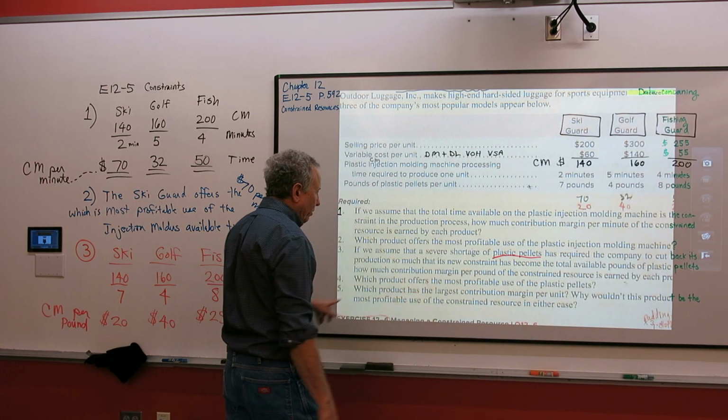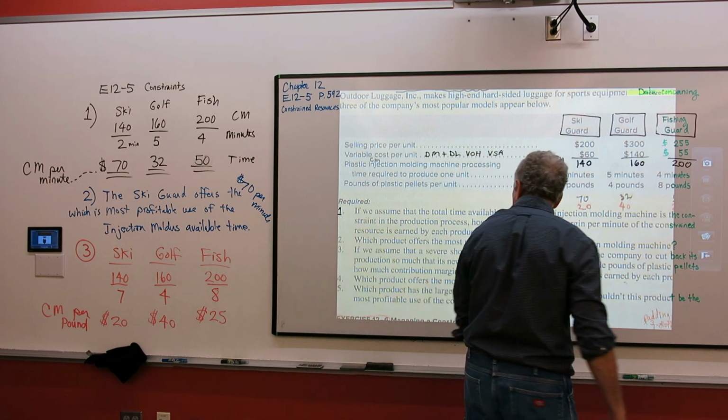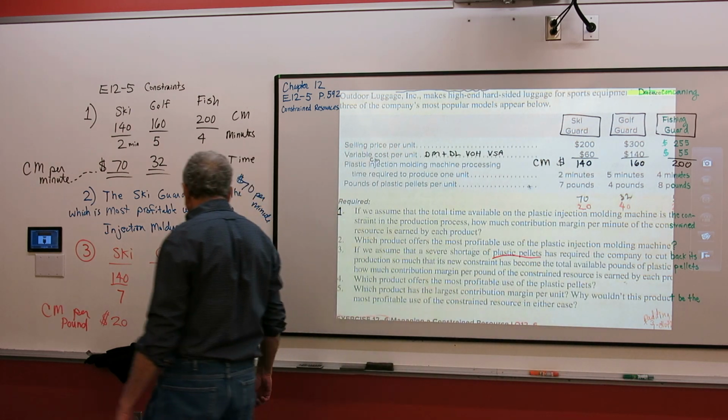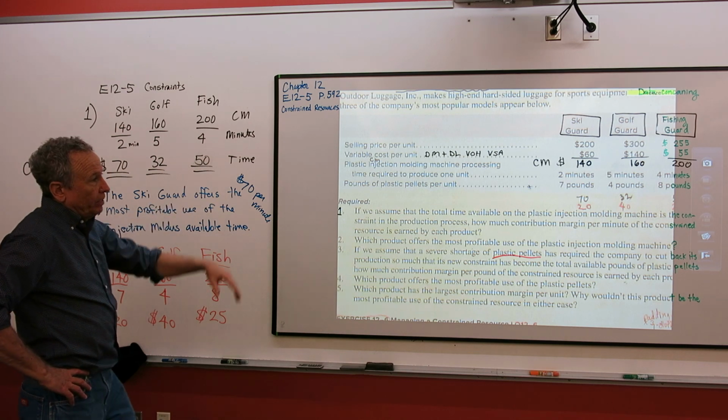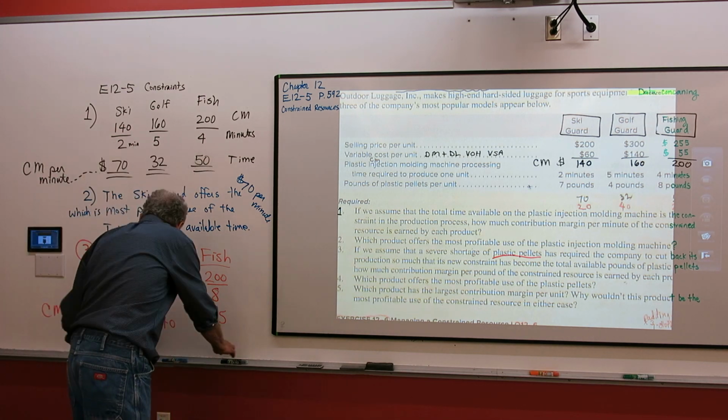4, which product offers the most profitable use of plastic pellets? Well, let's move over to the other side and answer that.